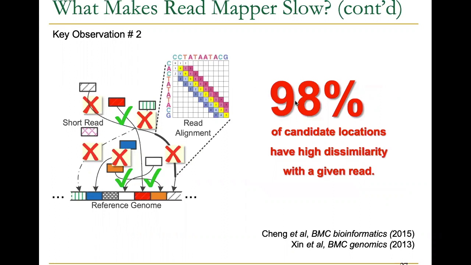And 98% of the locations that you are checking on the reference genome are highly dissimilar. So even with the most advanced algorithms, such that you don't really compare with every single location in the reference genome, but you compare with some of them based on some hash tables, some indices that you build first, even with that, you still have a high number of highly dissimilar sequences.